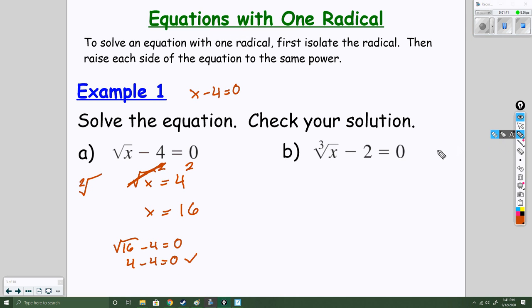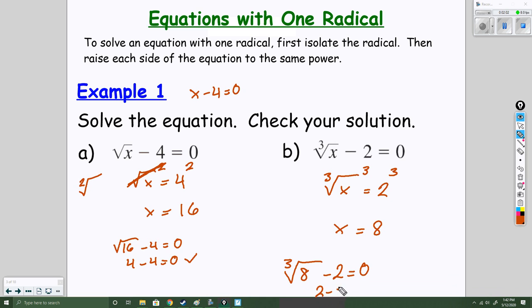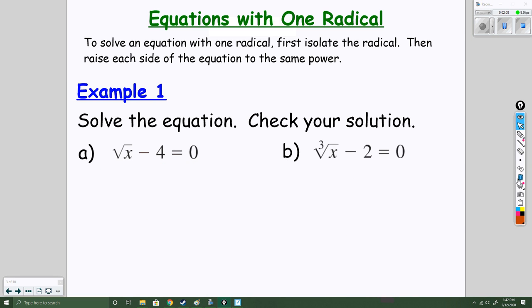All right, in part B, we'll do the same thing. We'll add 2, get the cubed root of x equals 2, and then we want to cube both sides. 2 cubed is 8, so we get x equals 8. And once again, check our solution. And that would be the cubed root of 8 minus 2 equals 0. The cubed root of 8 is 2. So we get 2 minus 2 equals 0, which is true. Awesome sauce. Moving on.